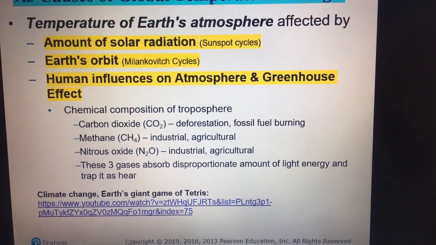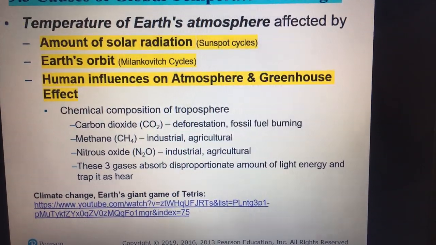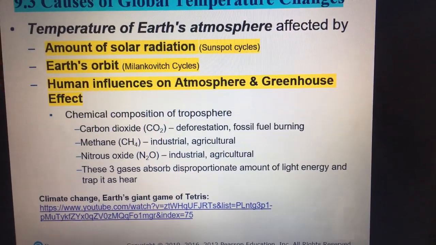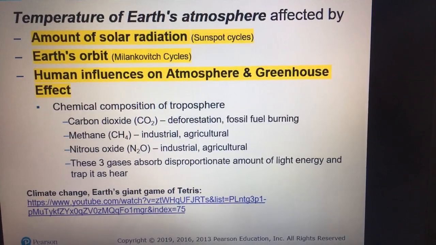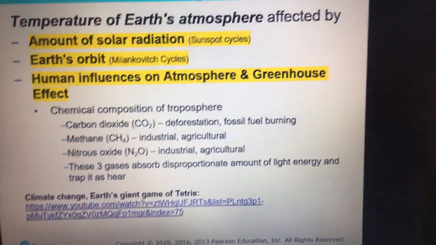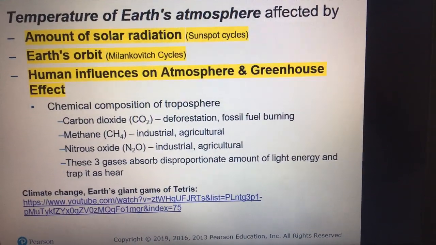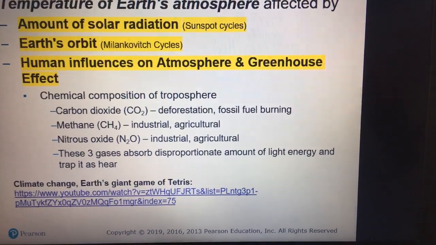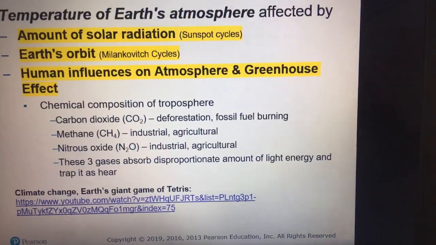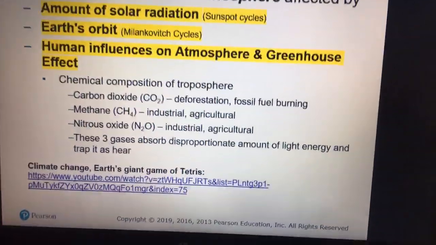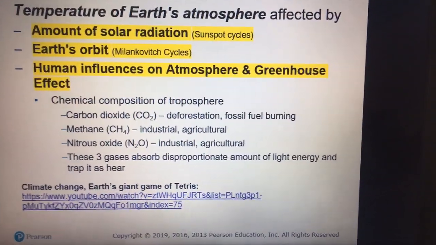Temperature of the atmosphere can be affected by solar radiation. We can't affect that, right? Earth's orbit, Milankovitch cycles, we can't affect that as human beings, or volcanic activity, or the El Nino Southern Oscillation, or plate tectonics. Those are all natural causes of climate change. We can't affect those, but we can affect what we put into the atmosphere, and that's what we're doing.